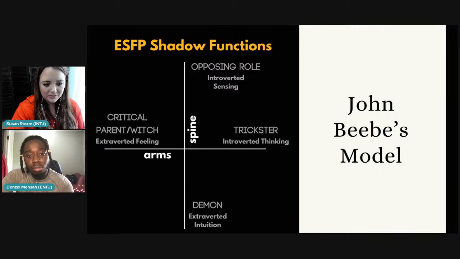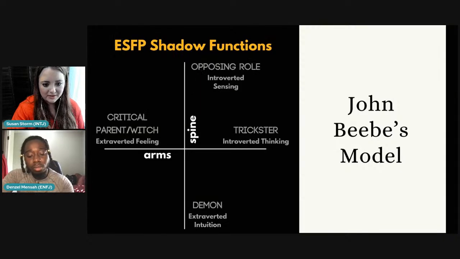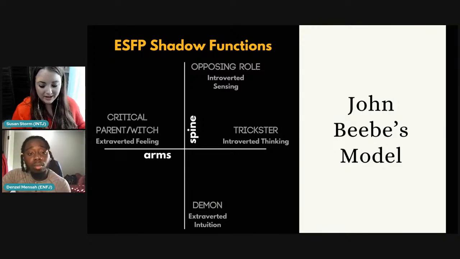The opposing role, here we're looking at ESFP. You can see the dominant function for ESFP is extroverted sensing. The opposing role is introverted sensing. So whatever your dominant function is, if you change the attitude of that, you'll get your opposing role. So if you are an ESFJ and you have dominant extroverted feeling, then your opposing role would be introverted feeling. Or if you're an INFP and you have dominant introverted feeling, your opposing role would be extroverted feeling.